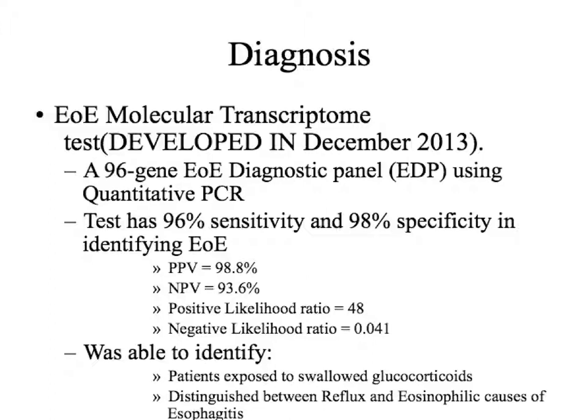It can also differentiate between eosinophilic esophagitis and GERD. And if you are seeing this patient for the first time or if you're doing a follow-up, this test was able to differentiate between people who were taking their medications, who were on glucocorticoids, and people who weren't. And that all has to do with the transcription ratios of different proteins.